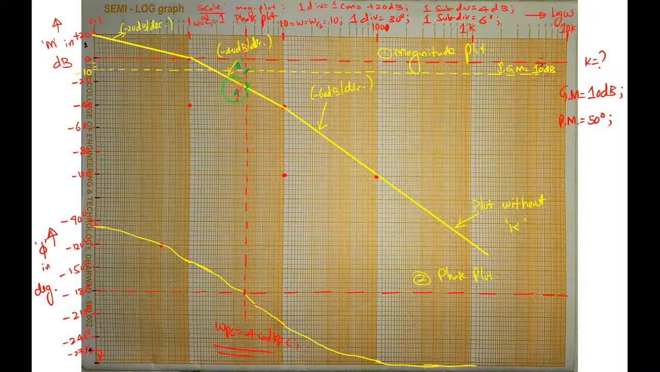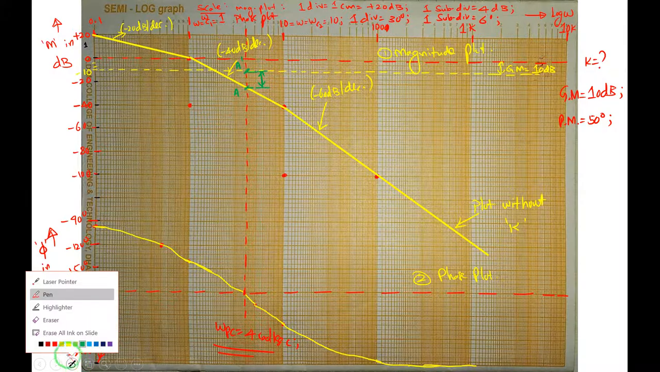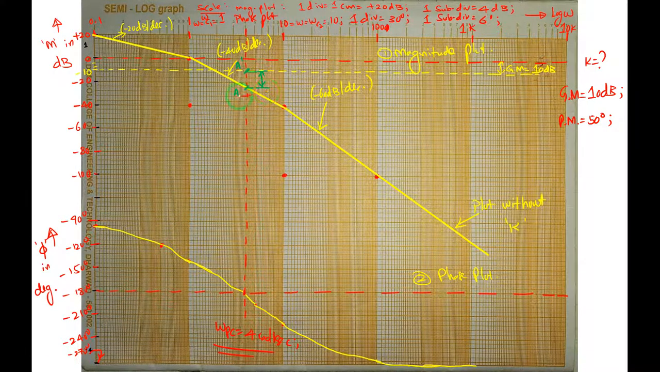From A to A dash. This is A and this is A dash. A to A dash, there should be a shift. So let me read out this value. What is that? From here to here. Let me change the ink color. This is A to A dash. The shift is in the upward direction, from A to A dash. I have to shift this magnitude plot from A to A dash. The magnitude plot should cross this 10 dB reference line here, right?